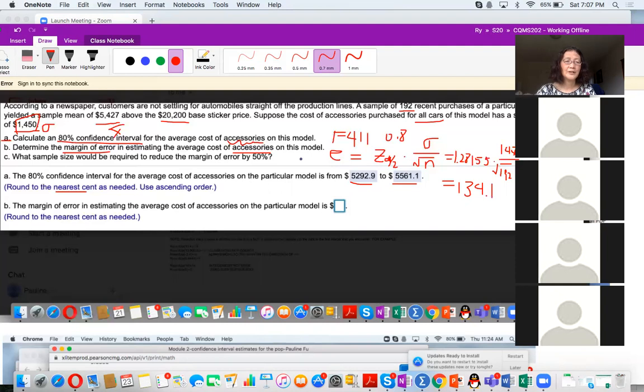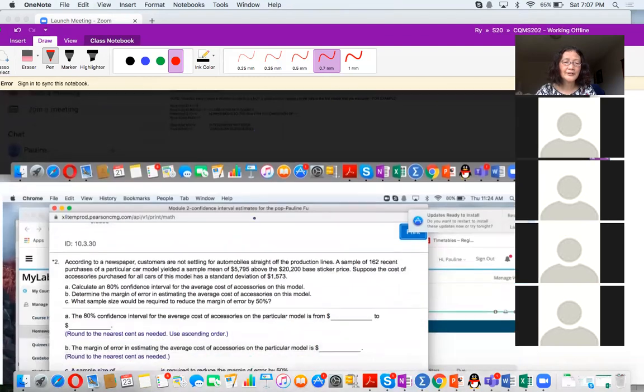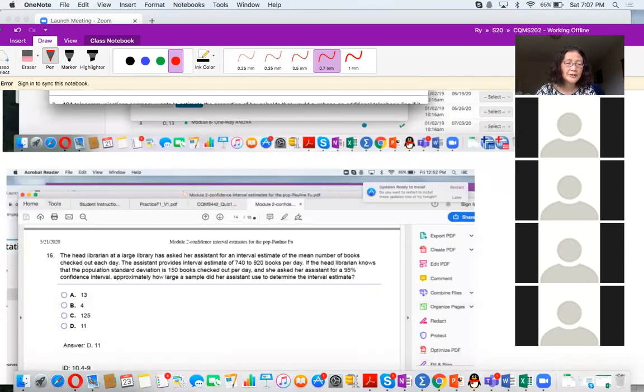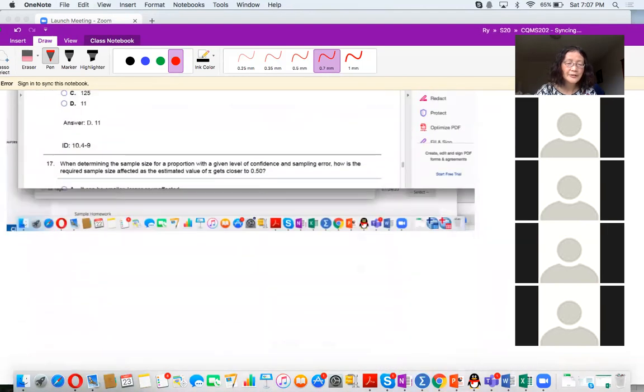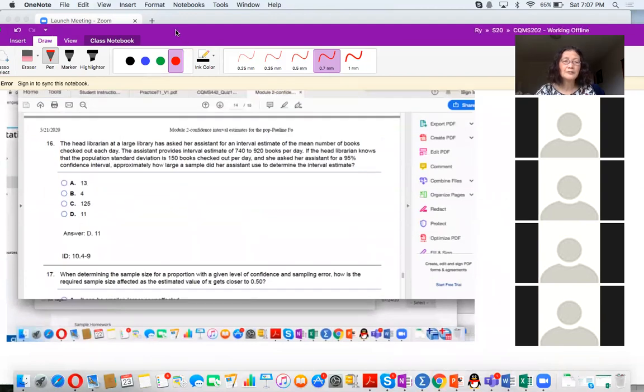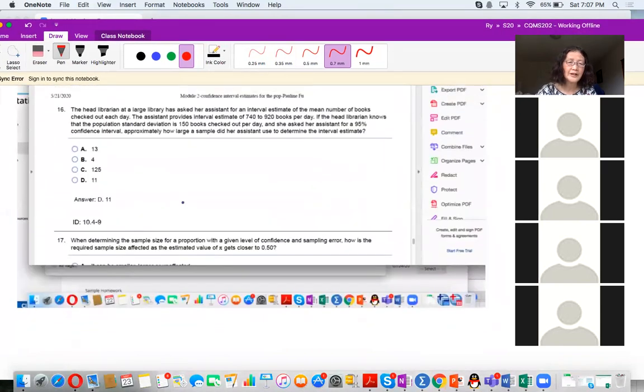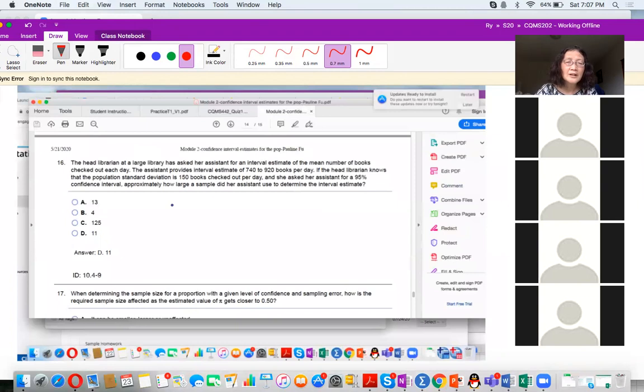134.1, okay? So that is part B, margin of error. Any questions? All right, this is this question and this is the same question. Last question, and then I open the floor up. This is the last question I get, okay? Sorry, Professor? Yes.